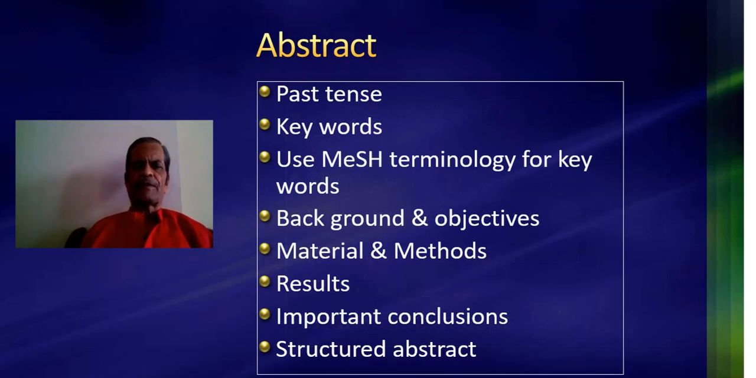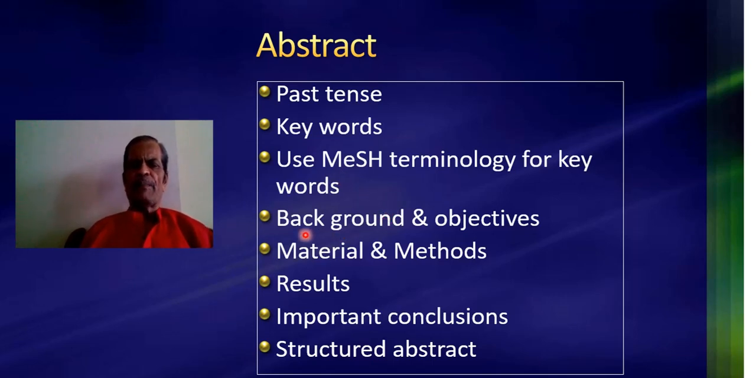Then comes the abstract, which is a very important component of the research publication. You must use past tense in the abstract, and you must use the keywords in the abstract also. One has to use the MeSH terminology as it was used in the titles. A similar method should be adopted for taking appropriate MeSH equivalents for the common terms.